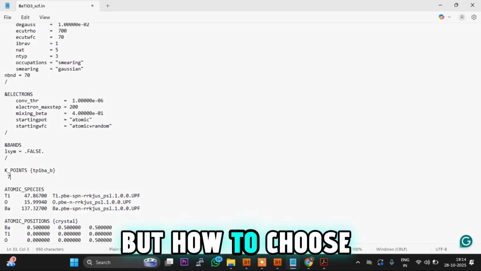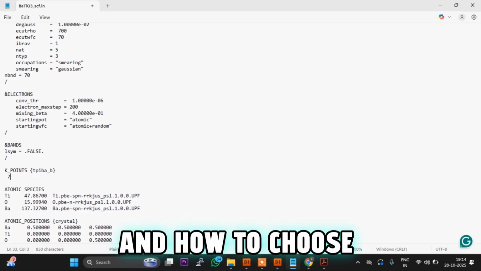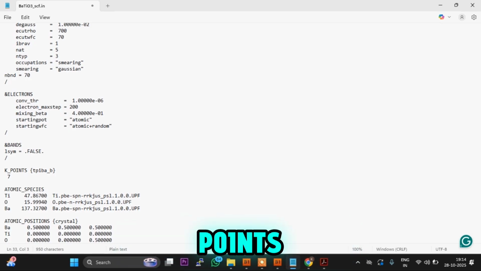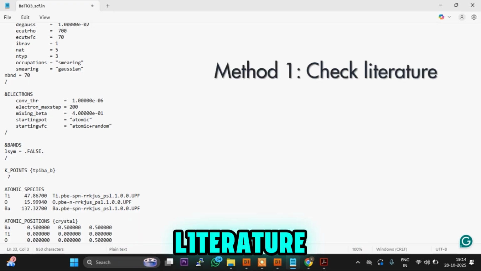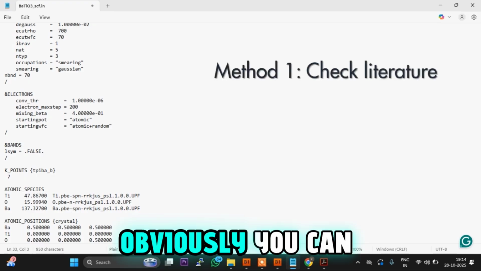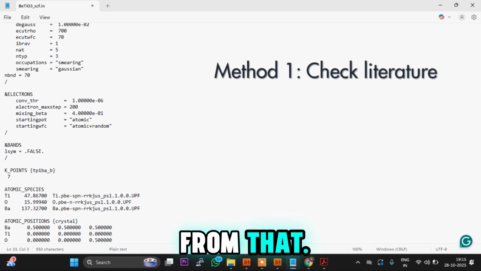Okay. But how to choose the K-points and how many K-points you are going to take? That is the question, right? There are two options. One, if there is existing literature on that, obviously you can take the K-points from that.